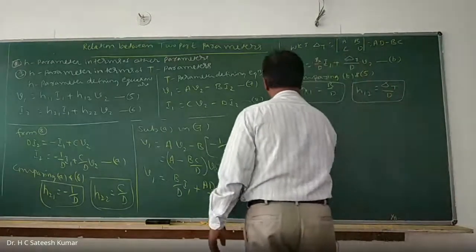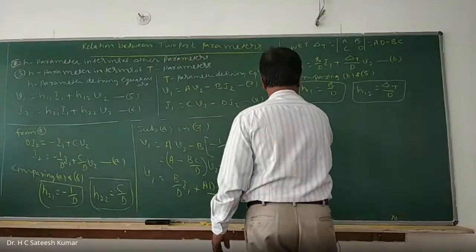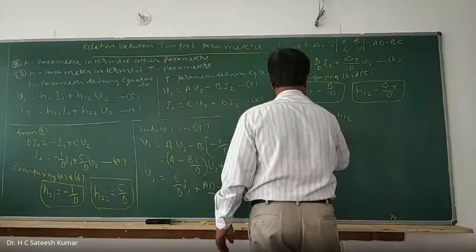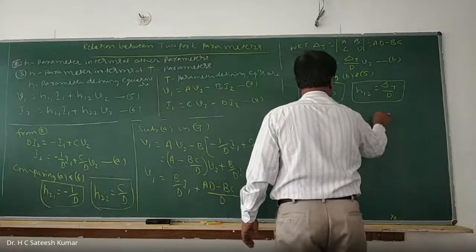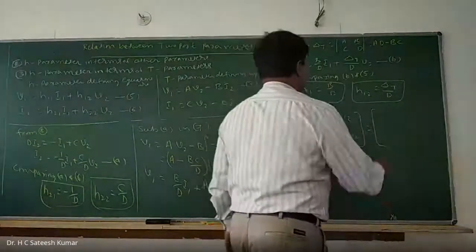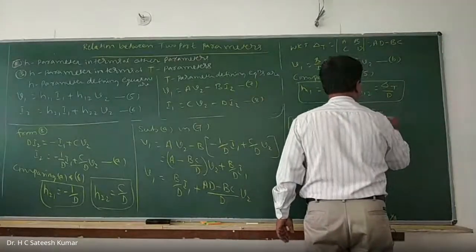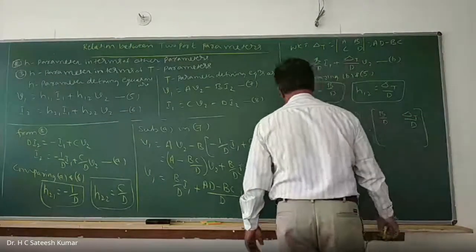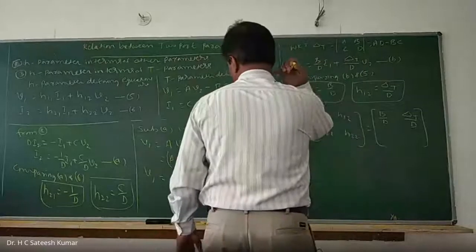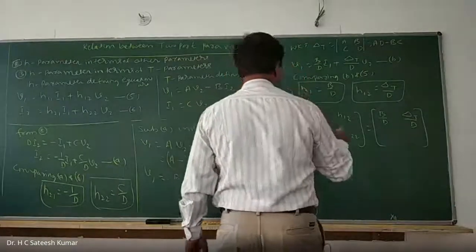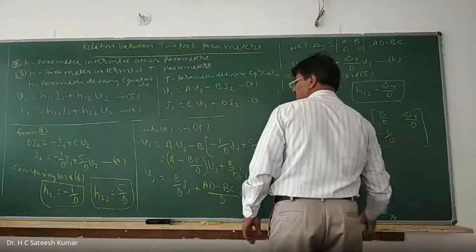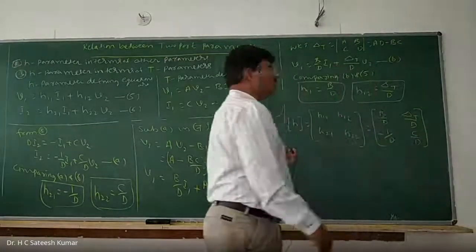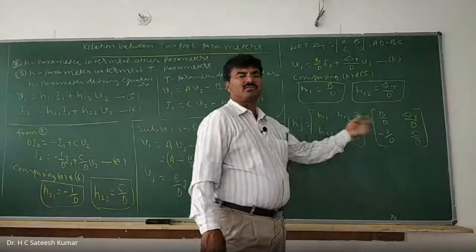Therefore, we can write the H parameter matrix as H11, H12, H21, H22, which is equal to: H11 is B by D, H12 is delta T divided by D, H21 is equal to minus 1 by D, H22 is equal to C by D. That's how we represent H parameter in terms of T parameter.